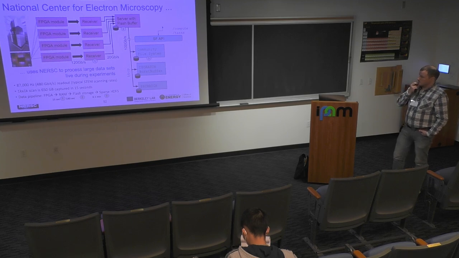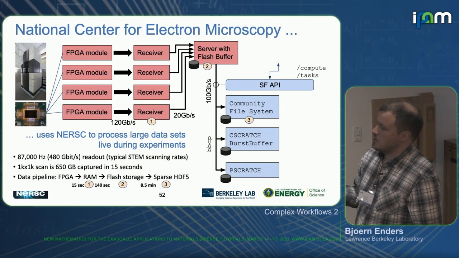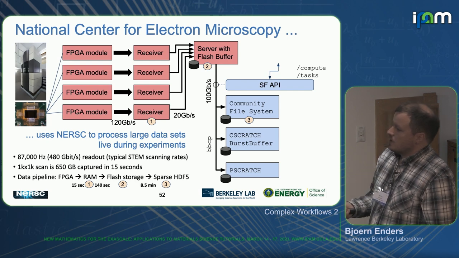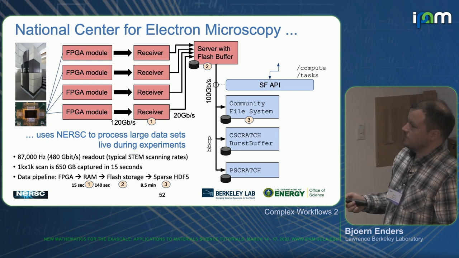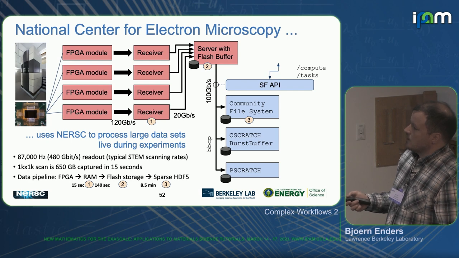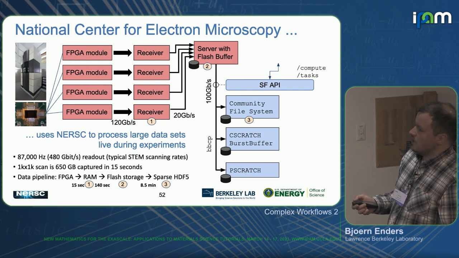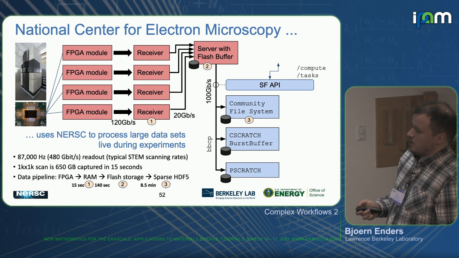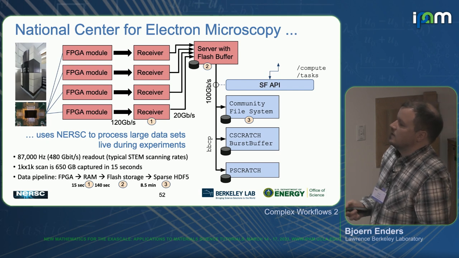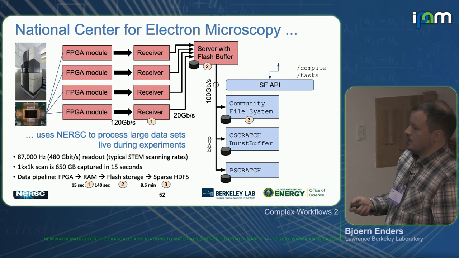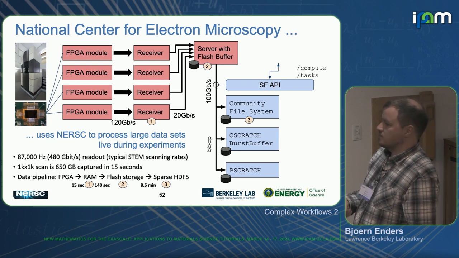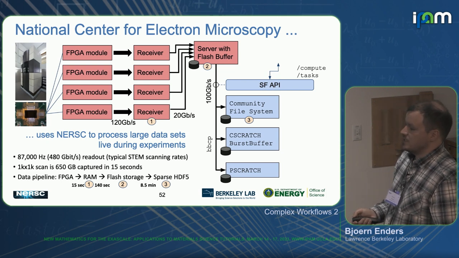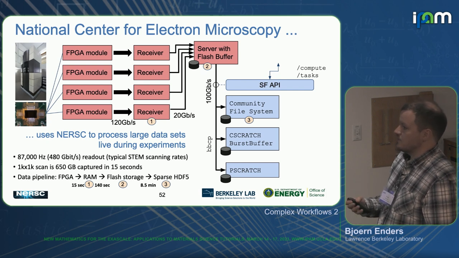The one that I'm always showing is NCEM, the National Center for Electron Microscopy. They have a 4D STEM camera, a 4D STEM microscope. The single feature of this is that it has an output of 480 gigabits per second, so it's very bursty. They collect a 1K by 1K scan in 15 seconds, and it produces 650 gigabytes of data.